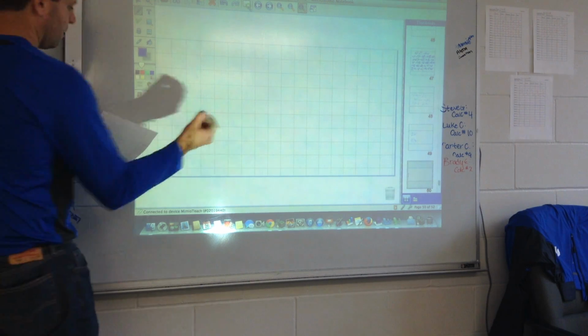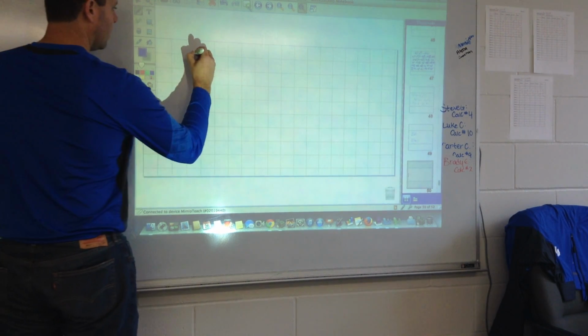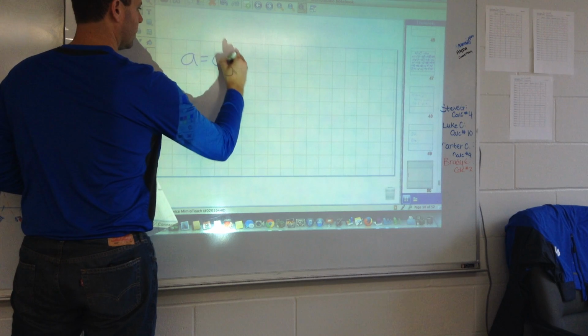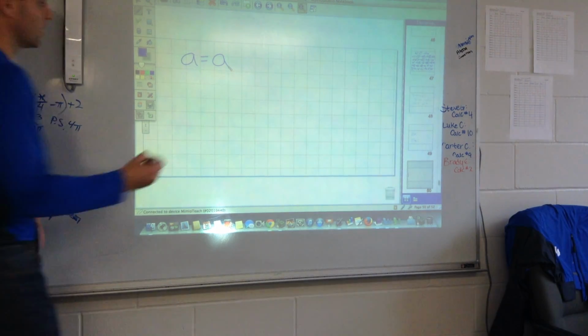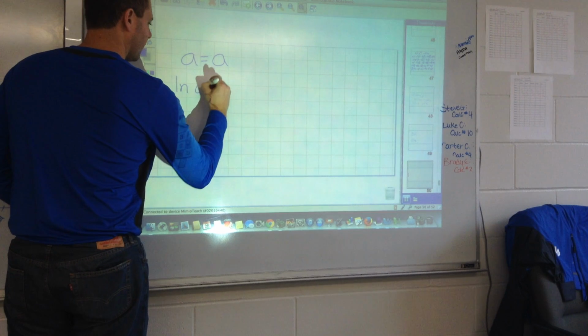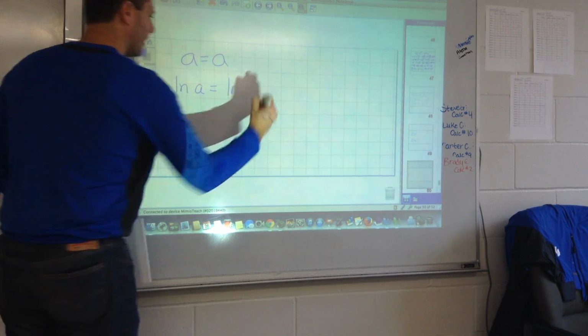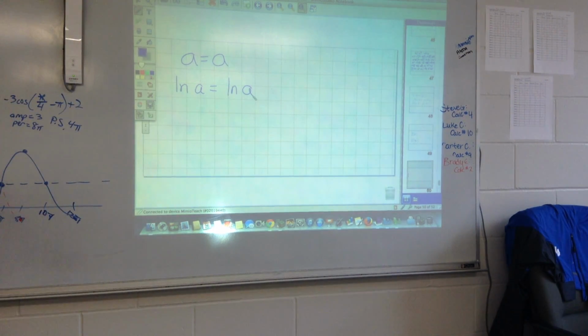First of all, any number is equal to itself. We're done. You can handle this, right? I am going to take the natural log of both sides of the equal sign. Fair enough? As long as a is a number greater than 0, that's always going to be true. So the natural log of a is equal to the natural log of a. Everybody's good with that?